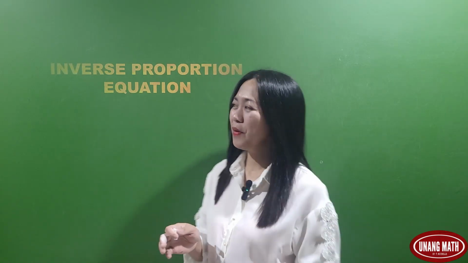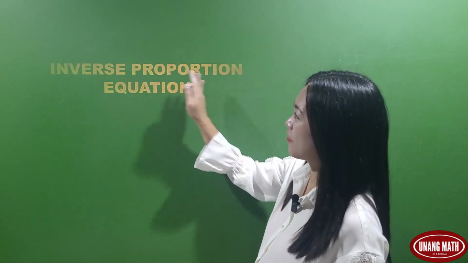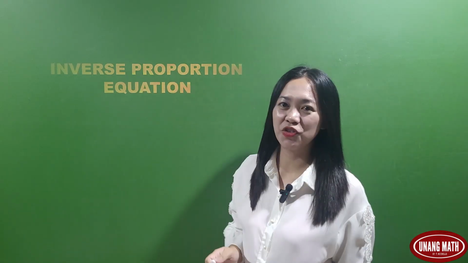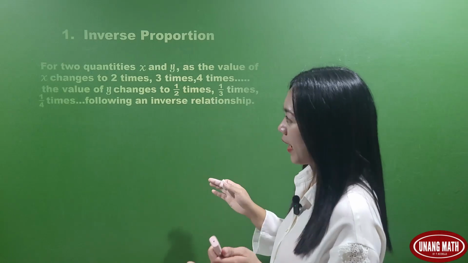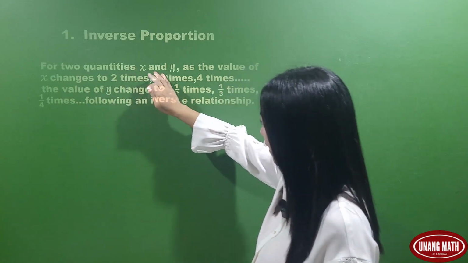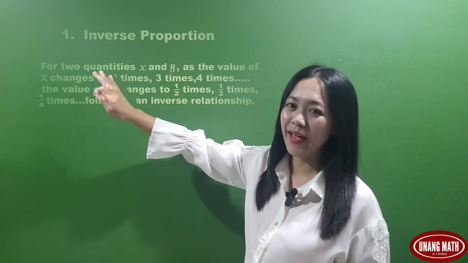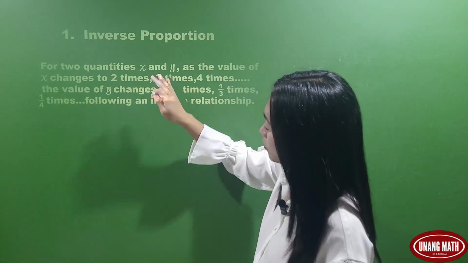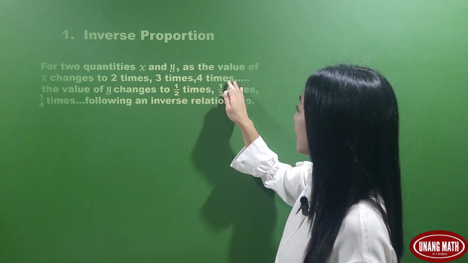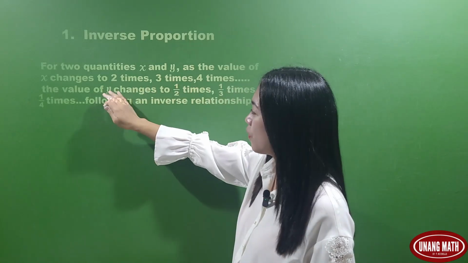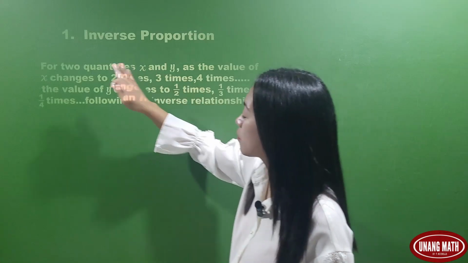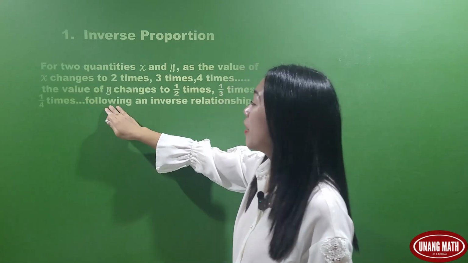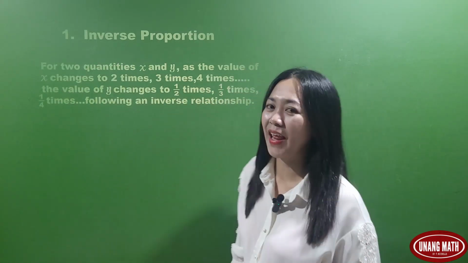In this episode, our lesson is about inverse proportion equation. What do we mean when we say inverse proportion? Inverse proportion explains that for two quantities x and y, as the value of x changes to 2 times, 3 times, 4 times, and so on, the value of y changes to 1/2 times, 1 over 3 times, 1 over 4 times, following an inverse relationship.